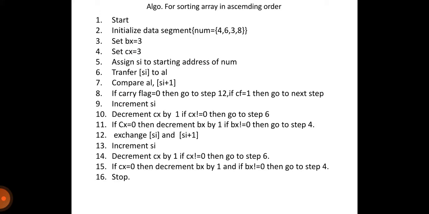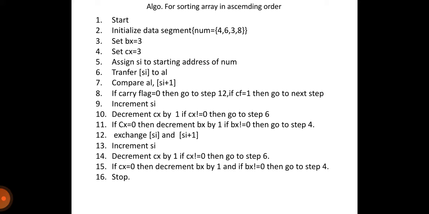Okay, then the algorithm to sort an array in ascending order. As we know, there are two loops required. We require two loops. So we have the bx register for the outer loop counter and the cx register for the inner loop counter. We have the array as 4 6 3 8. Then for the outer loop we have bx as the loop counter.